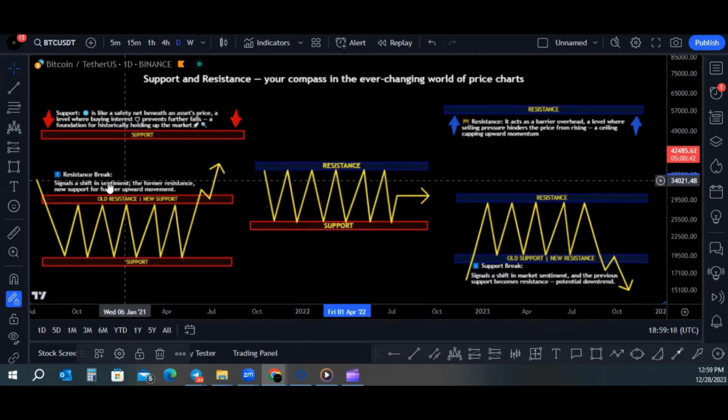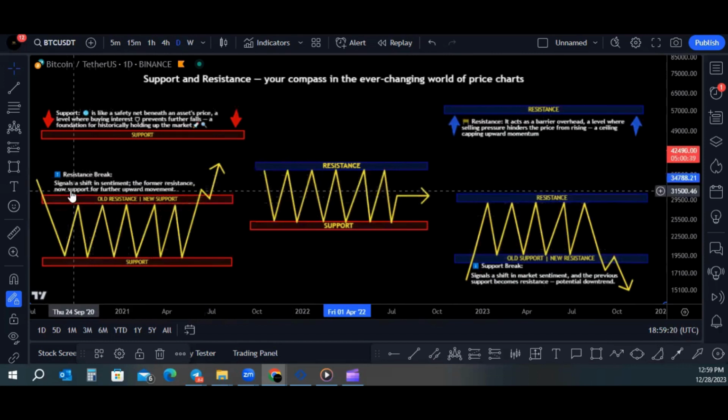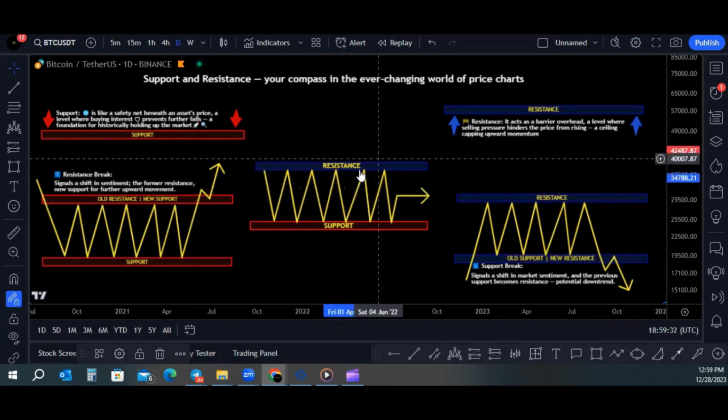Same as with this, the resistance break signals a shift in sentiment. The former resistance is now support for further upward momentum. So break, boom, pretty self-explanatory.